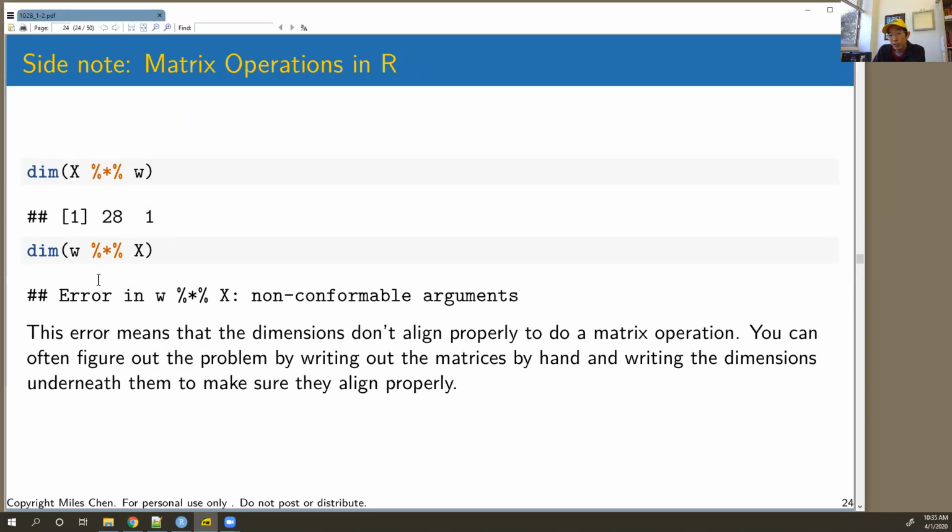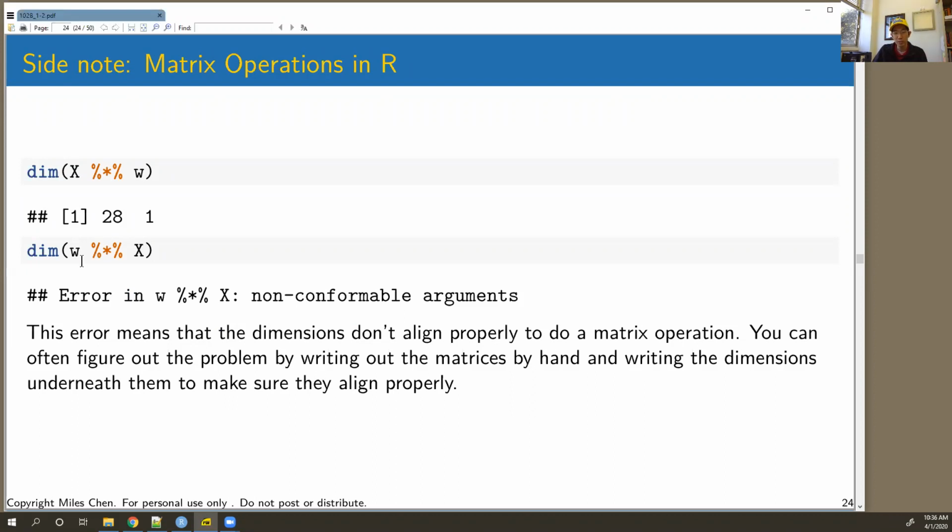Whereas if you tried to do it the other way, W matrix multiply X, it's going to give you this error, non-conformable arguments. This is probably going to be an error that you will see when you do your homework. I'm going to presume that you're going to make a mistake somewhere along the way and come across this error. Non-conformable arguments means you tried to do a matrix multiplication where the inner dimensions didn't match, where the number of columns in the first matrix does not match the number of rows in the next matrix.